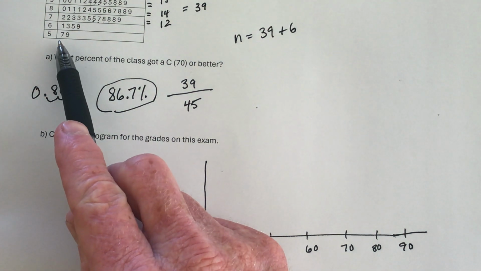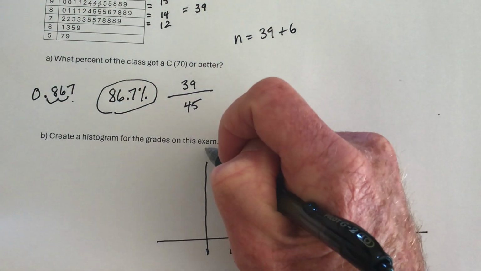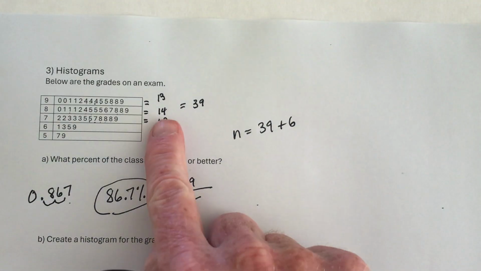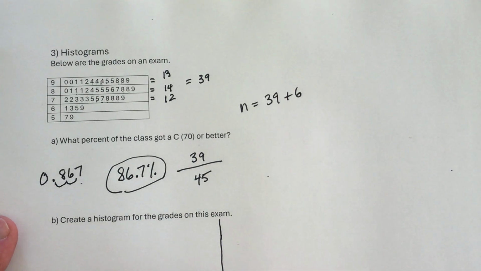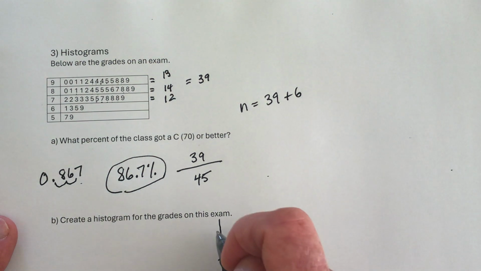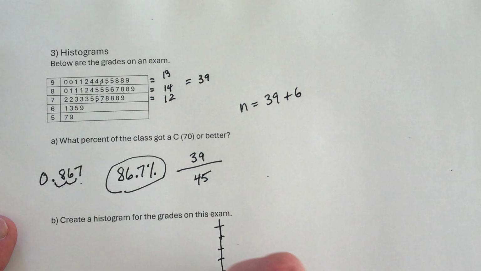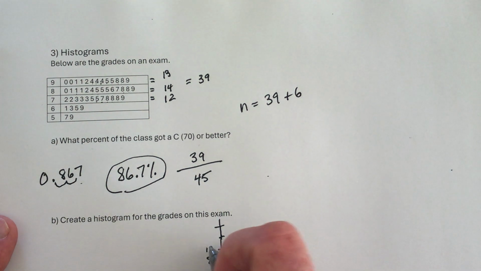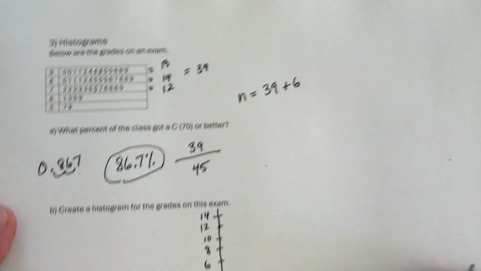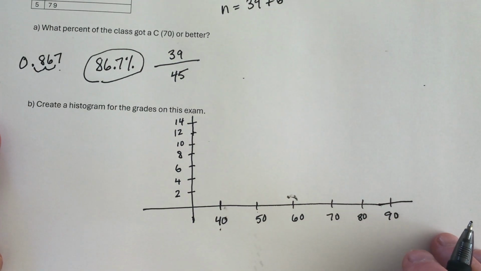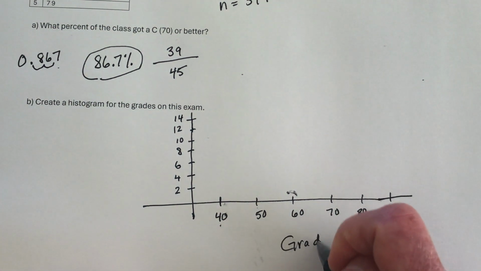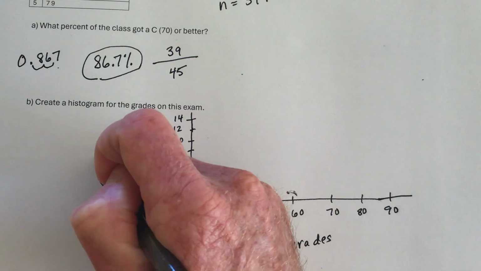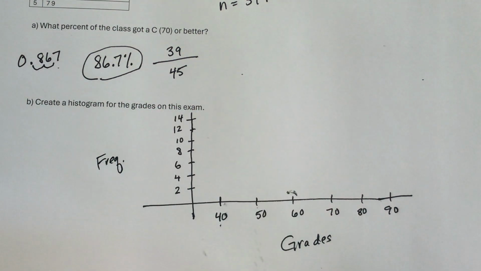So for the people that got the 50s, there was 2 of them. So basically, this is telling me that on the y-axis, I'm going to have to go up to 14. So if I go by 2s, 2, 4, 6, 8, 10, 12, 14. So down here are the grades. And over here are the frequencies, or how many people.